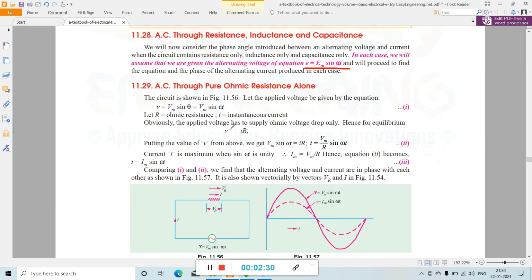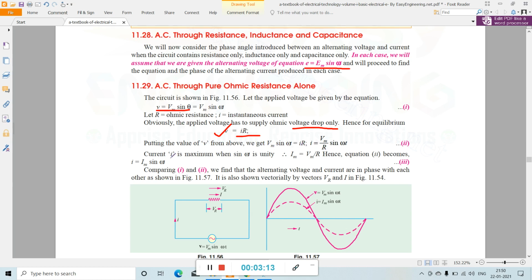So the applied voltage has to supply the ohmic voltage drop only. Ohmic voltage drop means that across this resistance, the voltage drop is v is equal to i into R. Putting the value of v, that is Vm sin omega t or Vm sin theta, we get Vm sin omega t equal to i into R, and i is equal to Vm by R into sin omega t.